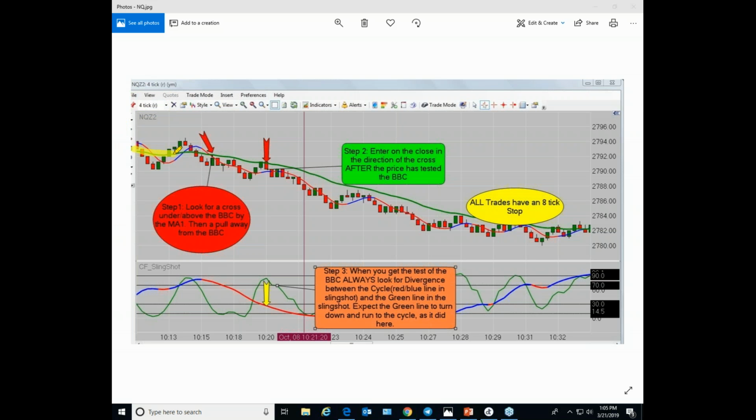The green line is the BBC. That is short for bullish bearish cross. Together, that makes up step number 1. When the MA1 crosses the BBC and the MA1 is red, that's a bearish cross. If the MA1 is blue and crossing the BBC, that's a bullish cross.